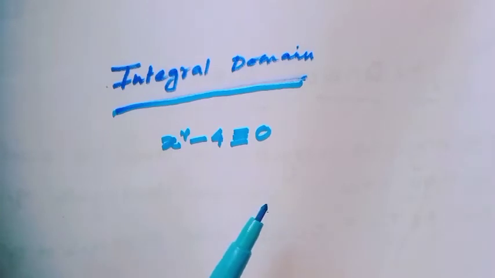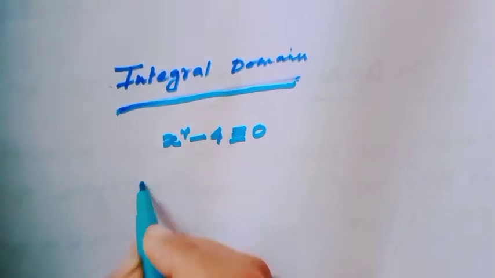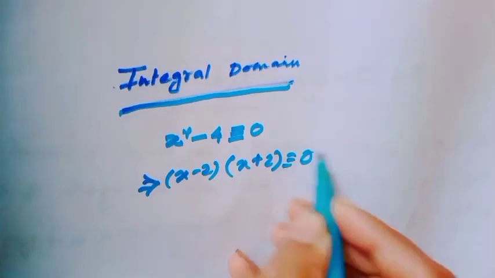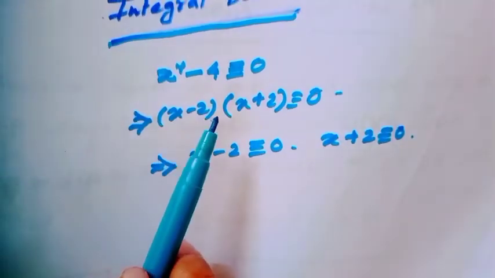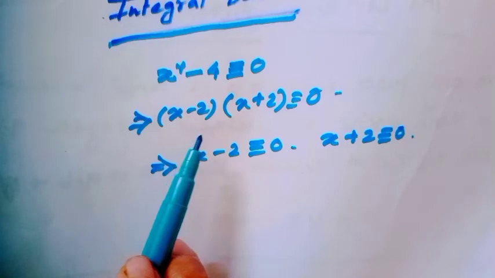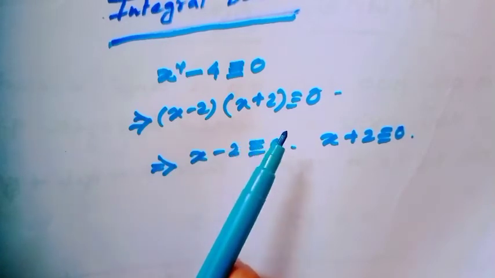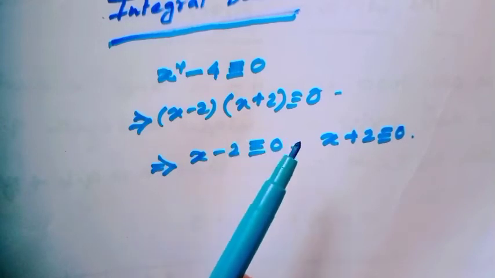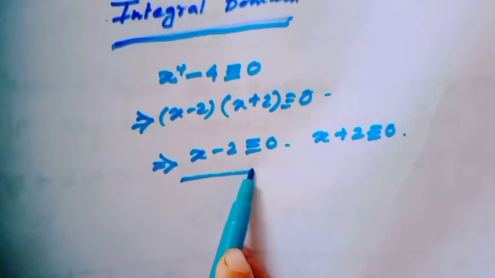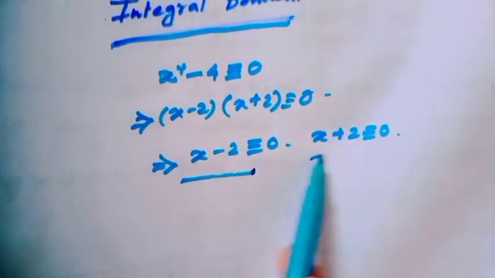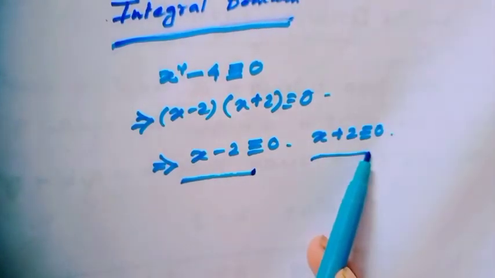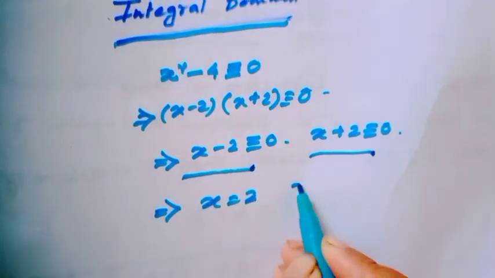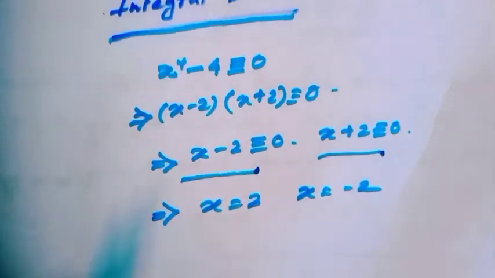See the solution of x square minus 4. All of us know the solution: x square minus 4 equals 0 implies x minus 2 times x plus 2 equals 0. Here the product of two terms equals 0, which implies one of the terms must be equal to 0. And from this, x equal to 2 and x equal to minus 2 are the solutions of this equation.